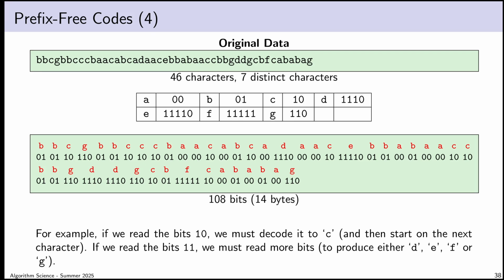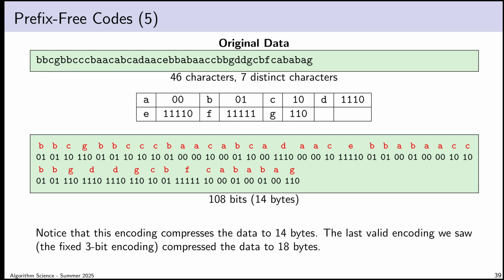The slides agree with this. I'll just skip past this slide. And so notice that this encoding actually compresses my data very nicely. Previously, the last time I was working with a valid encoding, so one that could be decoded, was when I was encoding every character into 3 bits. And that was giving me an 18-byte sequence when I'm done. This new encoding, this prefix-free code, gets me down to 14 bytes.